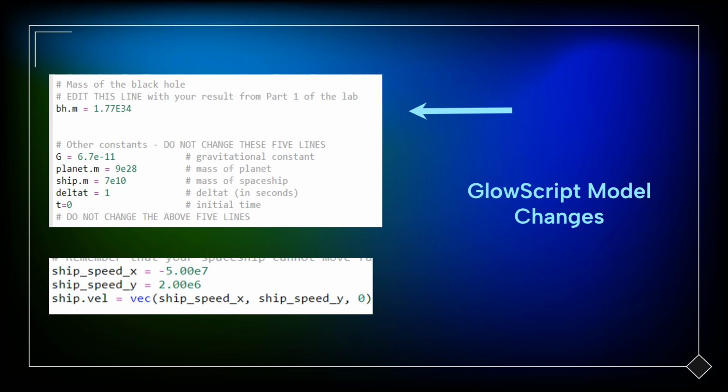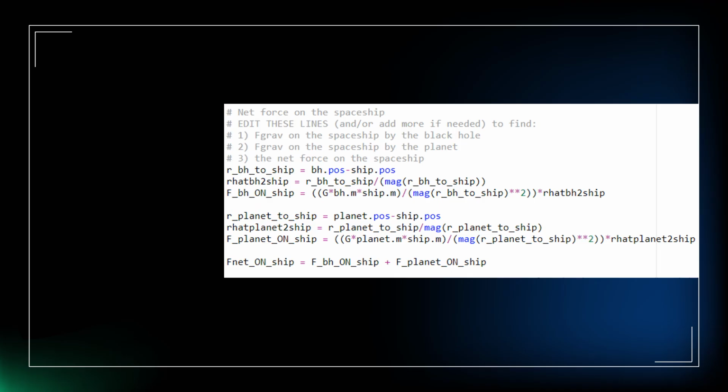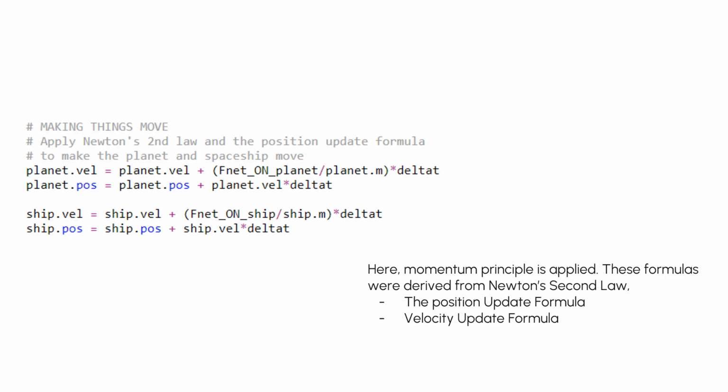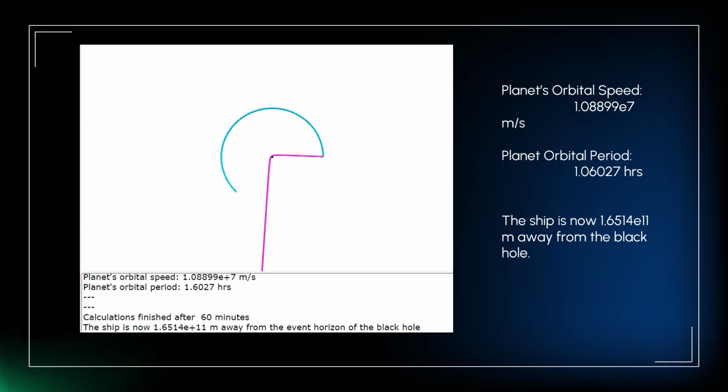So this is how my part 2 starts, plugging in that mass once again. And these parts of the code were edited to show the breakdown of momentum into vectors and to demonstrate what equations are shown there. Here, the momentum principle is applied, and these formulas were derived from Newton's second law. They show the position update formula and the velocity update formula, essentially.